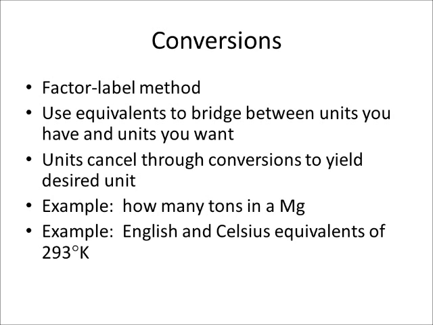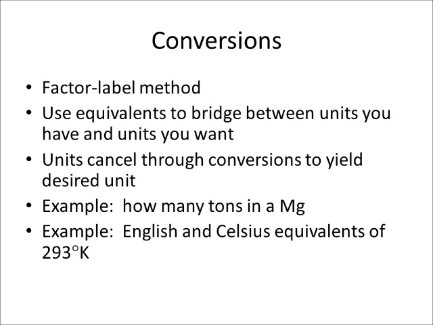Conversions are very important, and they can be made difficult or easy depending on how you do it. But one of the easiest ways to carry out a conversion is with what's called the factor label method. What we do is we use equivalents, that means conversion factors, to bridge between units that you have and the units that you want. Throughout, we cancel units through the conversions to yield the desired unit and to check our work and to make sure that we've applied the conversion factors correctly.